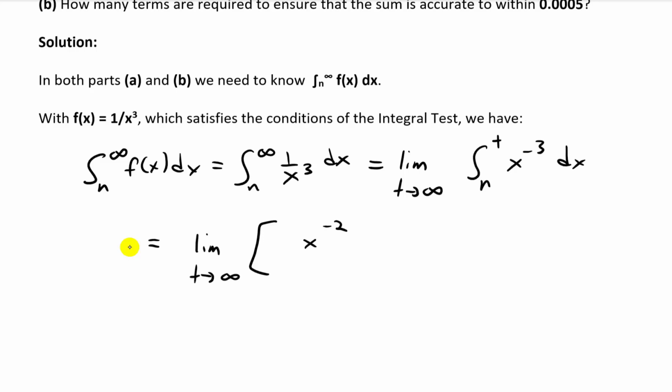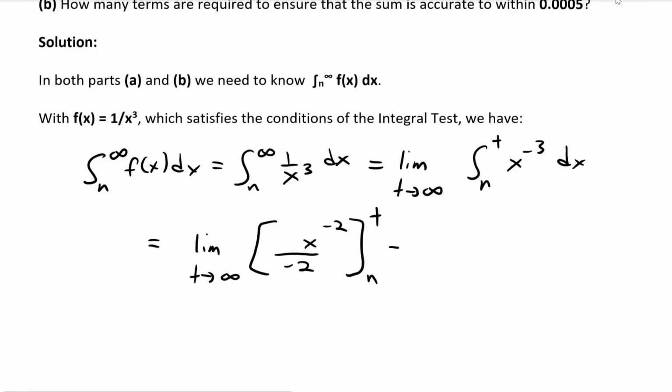And to get rid of that, remember the power rule: when you take the derivative, you have to put the negative 2 down. So I'm going to divide this by negative 2, because we're taking the antiderivative. If you take the derivative of this one, you put the negative 2 down, then subtract one from the power, so these negative 2's cancel, and it's over negative 3. This is from n to t.